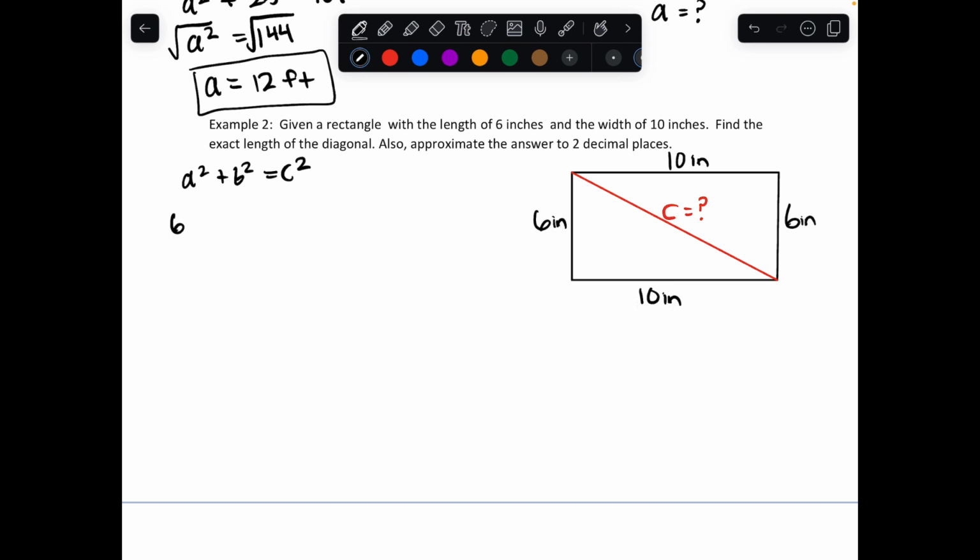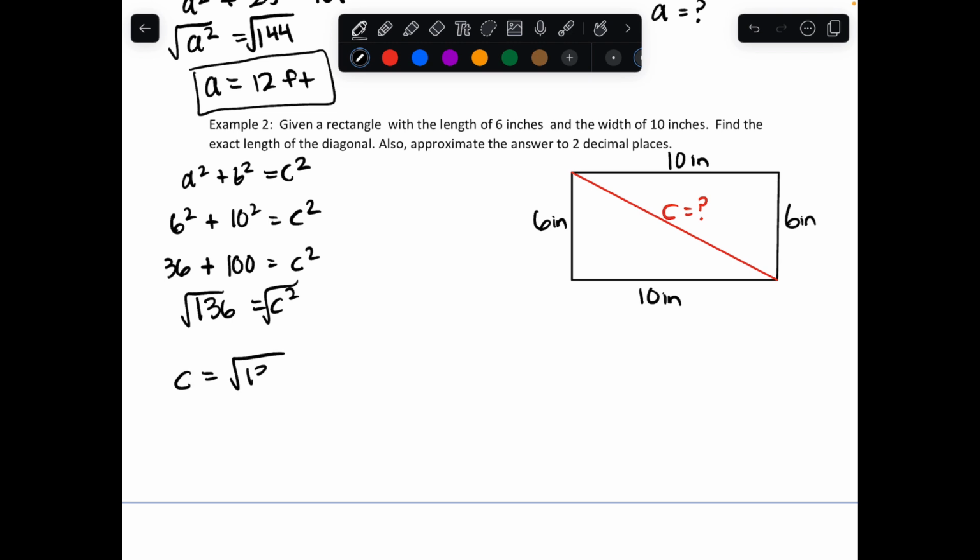So we have 6 squared plus 10 squared is equal to C squared. This then becomes 36 plus 100 is equal to C squared, and finally 136 is equal to C squared. Now, just like the last problem, I don't want C squared, I want C. So I'm going to take the square root of both sides. And so we come up with the answer that C is equal to the square root of 136. Now, this is the exact answer. But giving someone an answer of the square root of 136 doesn't always seem that nice.